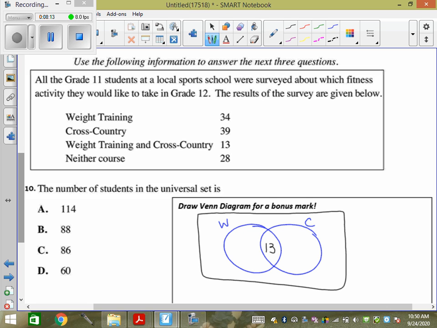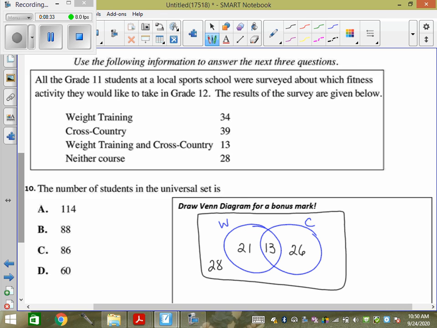Now weight training is 34. Do I put a 34 here? No, I have to subtract because it doesn't say only. So I have 21. And then in the cross country circle, I have to have 39. I already have 13, so I have 26. And I have to add them all up. Oh, no, I don't. Neither course, 28.